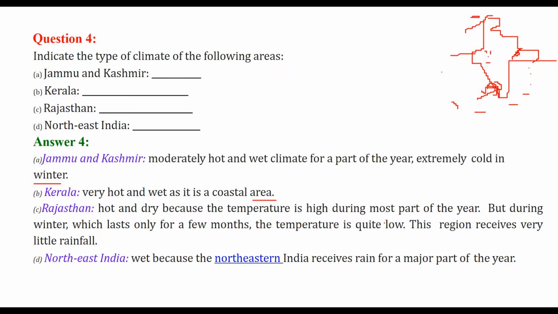Temperature is high during most part of the year, but one thing is there, in the winter time, at least for a few months, the temperature at night becomes very low. It goes up to -5, and this region receives very little rainfall. Now Northeast India is very wet because it receives a lot of rain in the major part of the year. One place is called Cherrapunji, and this is known for non-stop rain throughout the year. Now the things have changed, but once upon a time, the rain never stops there.